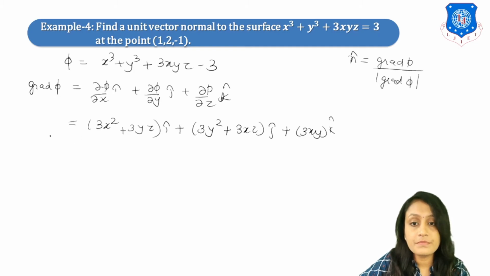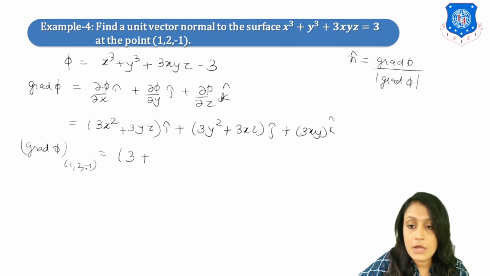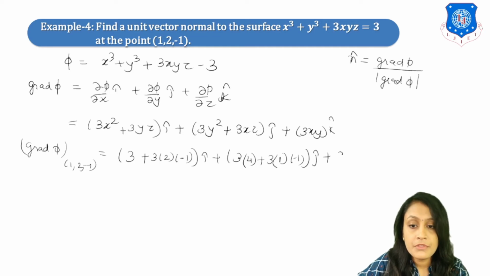All right, now we have to find this gradient at the particular point (1, 2, -1), so grad phi at this point, that is (1, 2, -1). So in place of x we'll substitute 1, so here we have 3 plus, now here 3 into y is 2, z is -1, i cap plus 3 y square is what, here 4, so 4 plus 3 into x is 1, and z is -1, j cap plus 3 into 1 and y is 2, k.